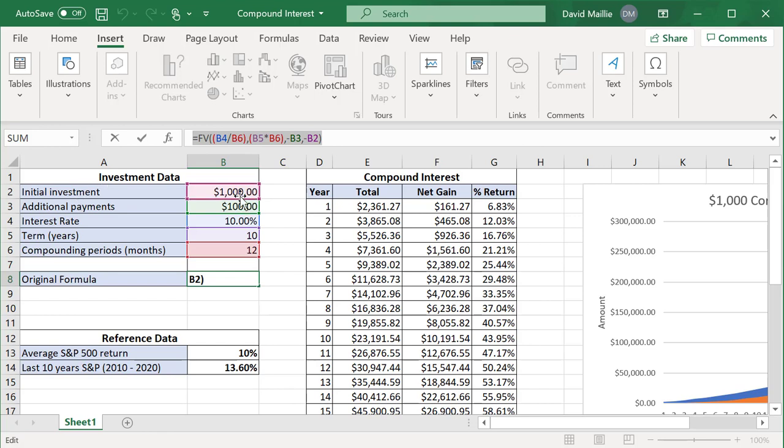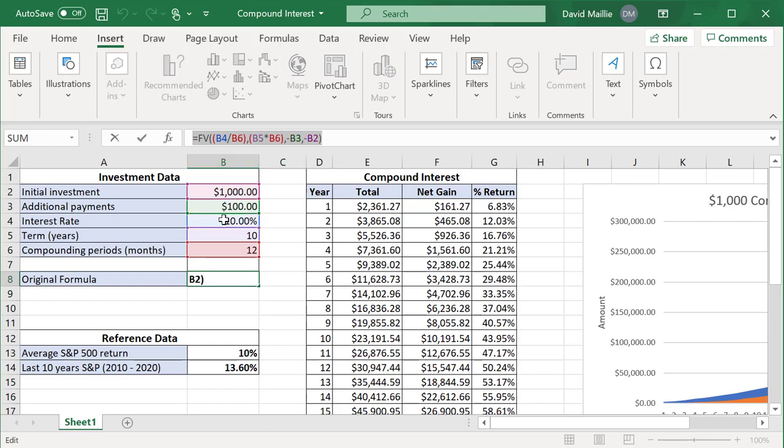You just need to have your initial investment, which in this case is $1,000. And see how it's color-coded once you put this in? It's very easy to see which goes where. So you've got your initial investment, which is your B5, or actually this one would be B2. So B2 is this guy at the end right here. And then you've got your additional payments is 100, so these are your two negatives right here, B3 and B2.